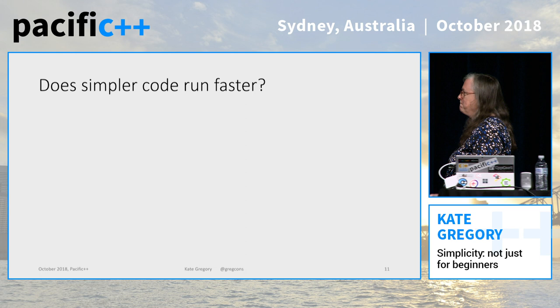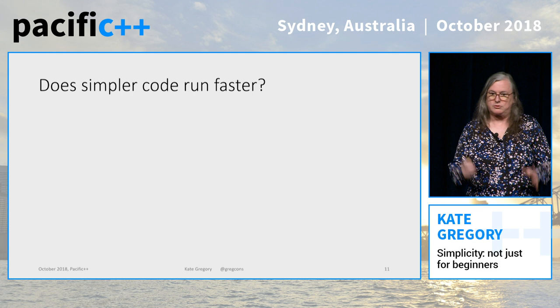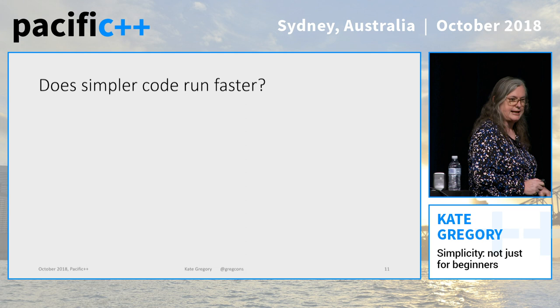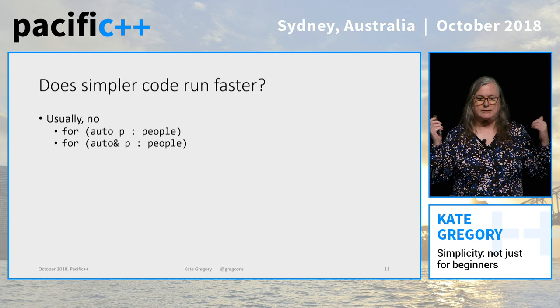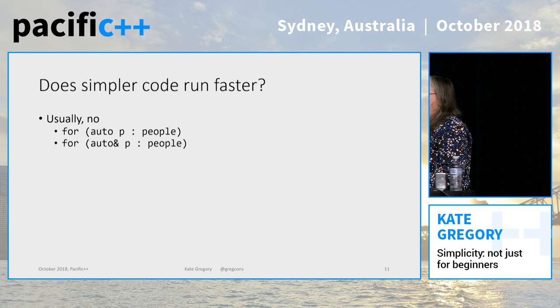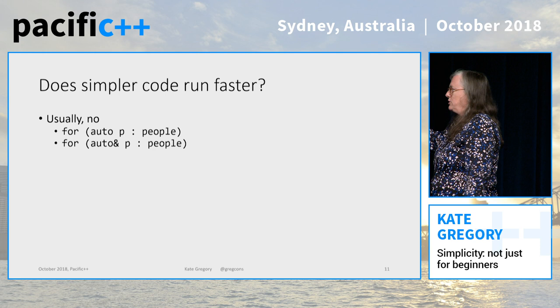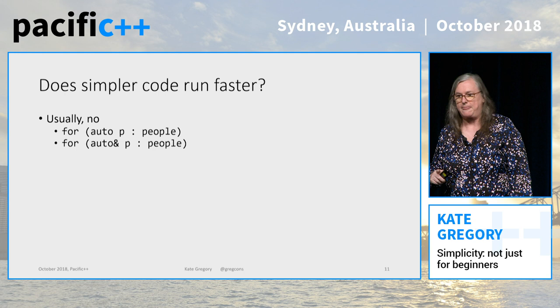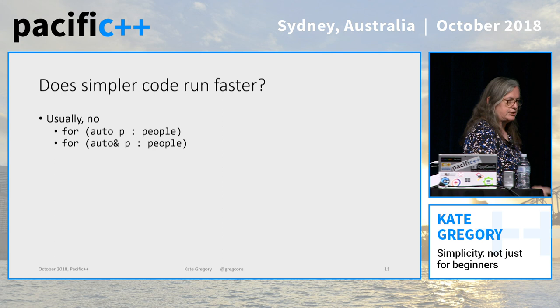Okay, is it going to be faster at runtime? If you write expressive, readable, transparent, understandable code, don't get all caught up in the technicalities of your language, probably not. Compare these two for loops. Assuming that people is a collection of persons and that persons are relatively big, the first line without the piece of punctuation is going to copy each element one at a time into this P, and you'll be working with P in the loop. The second one is going to give you a reference, so it's going to spare you a copy. It's going to be faster.